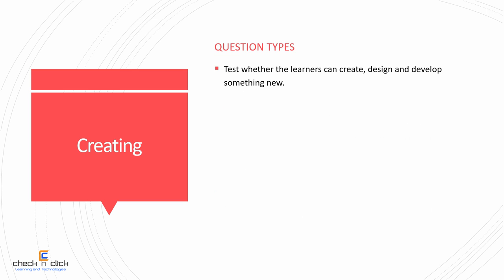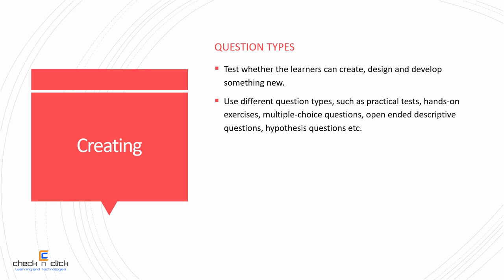To test the creating level of the learners, curate questions that encourage the learners to create, design, or develop something new. You can use question types such as open-ended questions that require descriptive answers, multiple-choice questions with plausible distractors, or giving a hypothetical situation that challenges the problem-solving ability and creativity of the learners. If you want to use multiple-choice questions to test the creating capabilities of learners, consider giving options that ask learners to validate the steps to follow for creating something new.